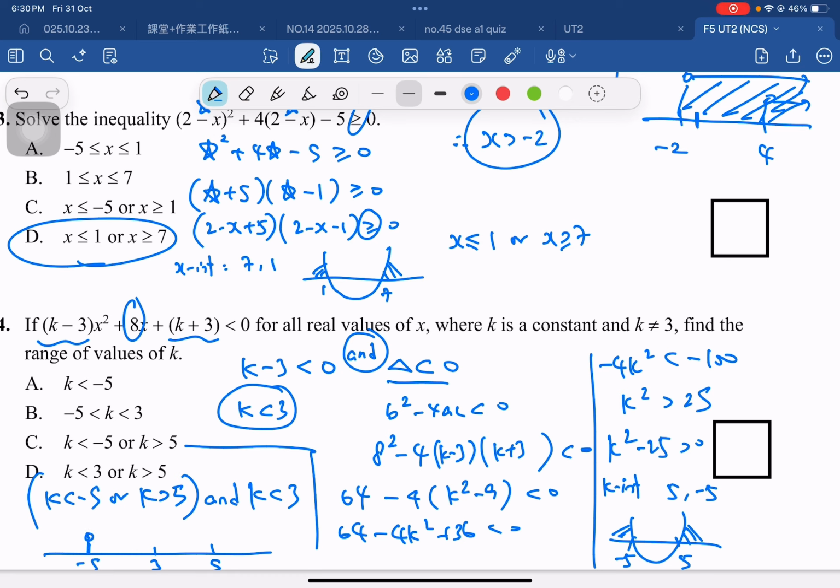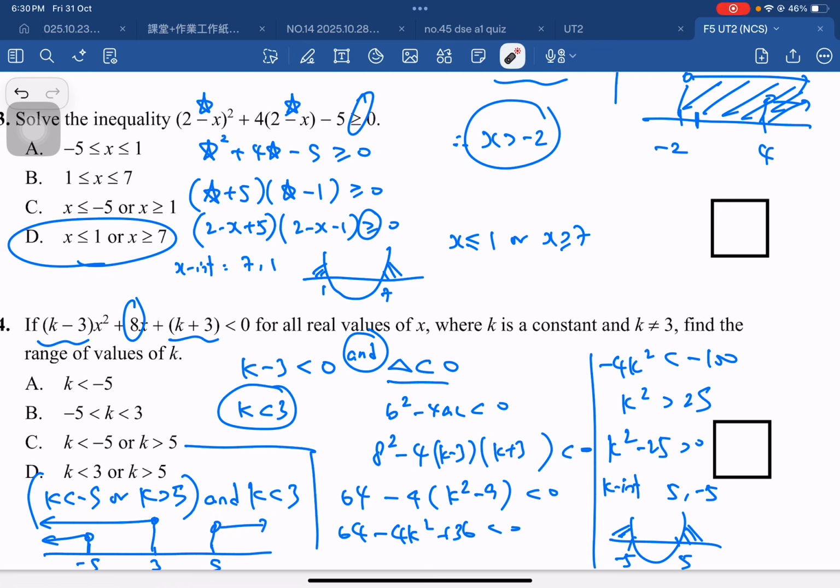So this is smaller than negative 5. This is smaller than 3. This is greater than 5. So you need to think about it. I need to satisfy both inequalities. So first of all, this one should be satisfied. And this one should be satisfied as well, isn't it? So these two happen together, so I want the overlapping area. So it's going to be this part. So the answer should be k is smaller than negative 5. So the answer should be A.